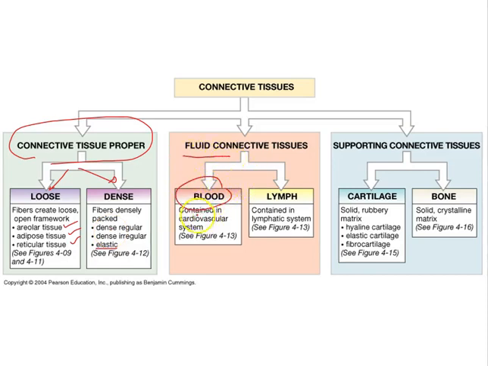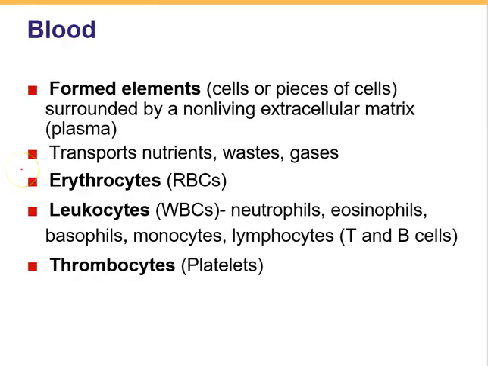We are going to study the blood in detail in the cardiovascular system chapter, but right now let's have a brief overview of the blood. So blood is considered a connective tissue. It is the only fluid tissue in our body. It's a fluid connective tissue.